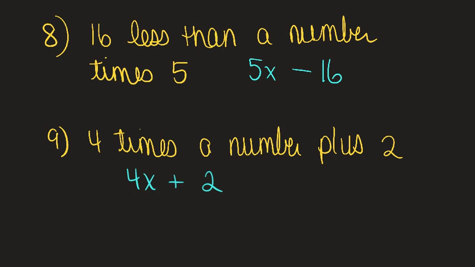Now let's suppose we added the word is. That would add an equal sign. I add the word is, that adds an equal sign. Maybe the question is 16 less than a number times 5 is 9. I write 9 right there. 4 times a number plus 2 is 10. I write the 10 right there.